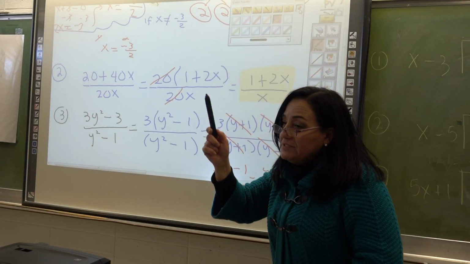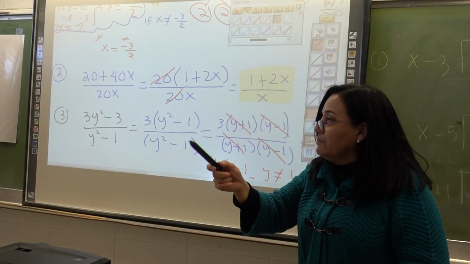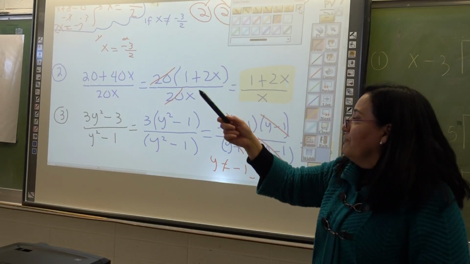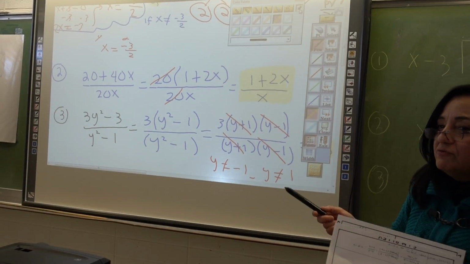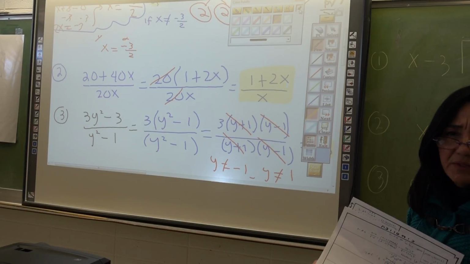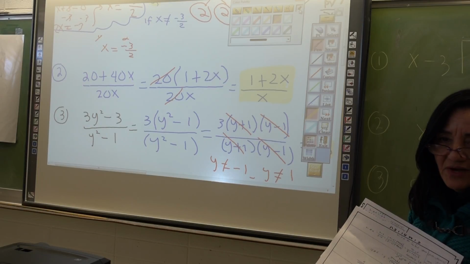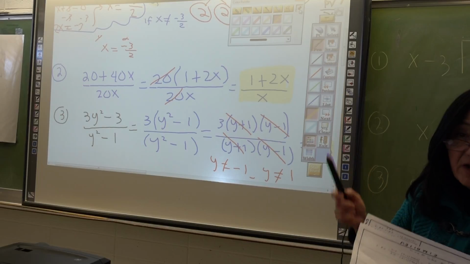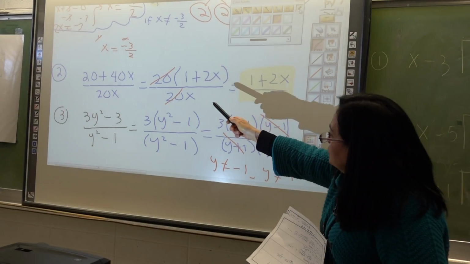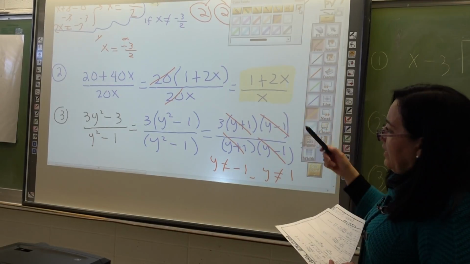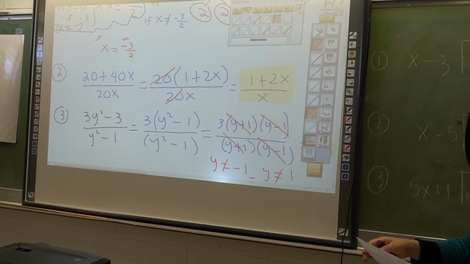So in this specific problem, what she was asking me, what if I cancel only a number, you know, that's fine. You don't have to say anything about when that is going to be zero because 20 is 20, right? Only when you are canceling a variable is when you say when that cannot be zero. So then the answer is going to be 1 plus 2x over x for number 2. Okay? Let's go to number 4.